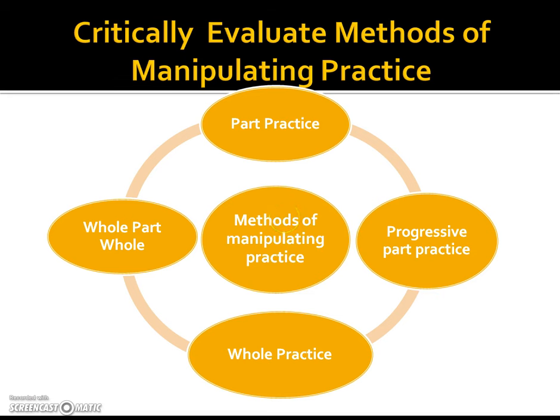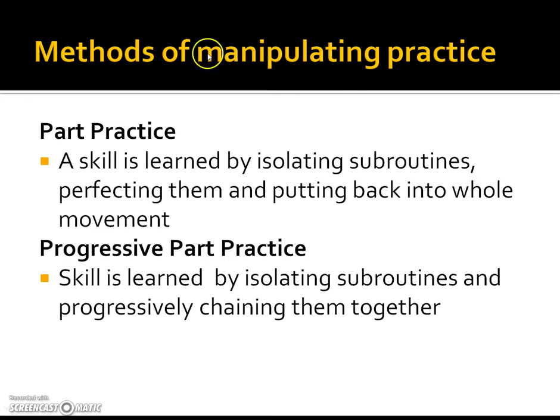So starting off then, part practice. This is when you might have a skill, we'll look at skills tomorrow. You pick a subroutine, so you isolate a subroutine from the skill, perfect it, and then put it back into the whole movement. You might be able to think of something you might use that for, but ultimately, where you see the word part, that equals a subroutine. So you isolate the subroutine, practice it, and then put it back into the whole skill.